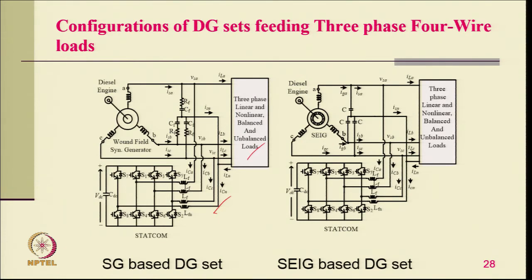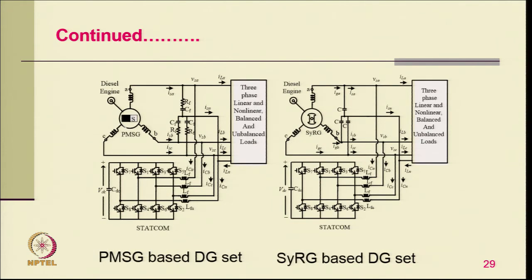Similarly, even a self-excited generator may not have a neutral, still you can feed it by taking a 4th wire from the star point of the capacitor bank, typically for neutral current feeding for the load, and providing load balancing, neutral current compensation, voltage regulation, all those functions you can do by this compensator. Similarly, for the permanent magnet synchronous generator, you can provide the neutral current compensation as well as voltage regulation and load harmonic elimination, along with load balancing also.